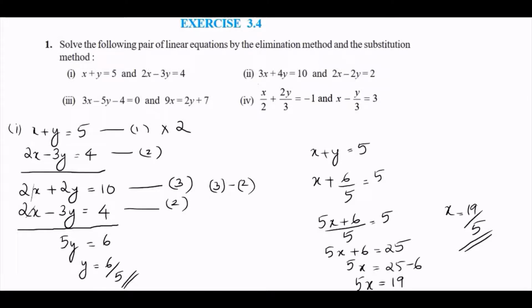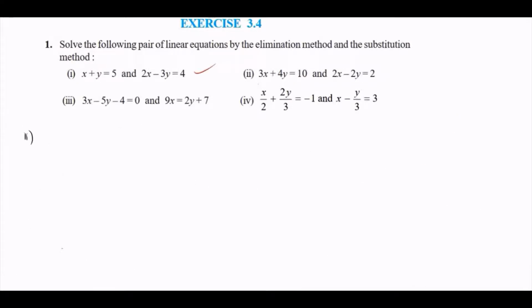Now you can verify by giving these values in the equation, and if it satisfies both the equations, that means our answer is right. The second question is 3x plus 4y is equal to 10 and 2x minus 2y is equal to 2. So let this be the first and second equation.